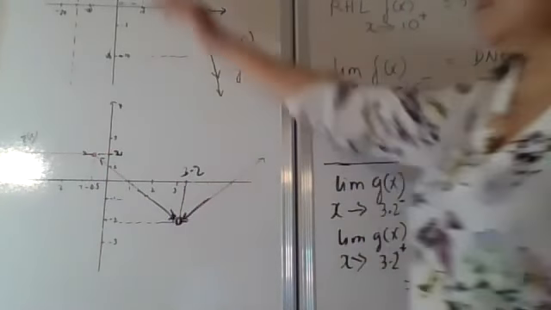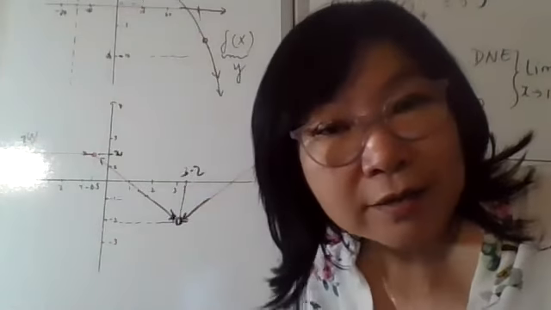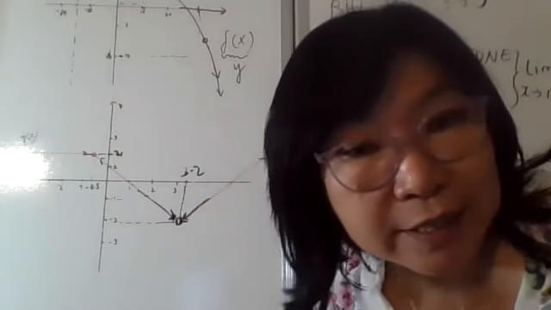Again, you can see that based on only these two examples, I can show you that sometimes the limit exists at a point and sometimes the limit does not exist at a point.